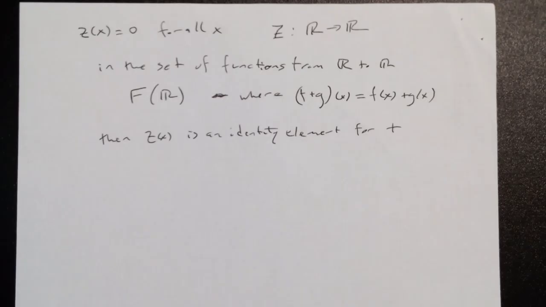Under this operation, z is still an identity there. The sum of 2 differentiable functions is again a differentiable function. Why do I know that? Chapter 3, rules for derivatives. F plus g prime is f prime plus g prime. So it stays closed. Like this.